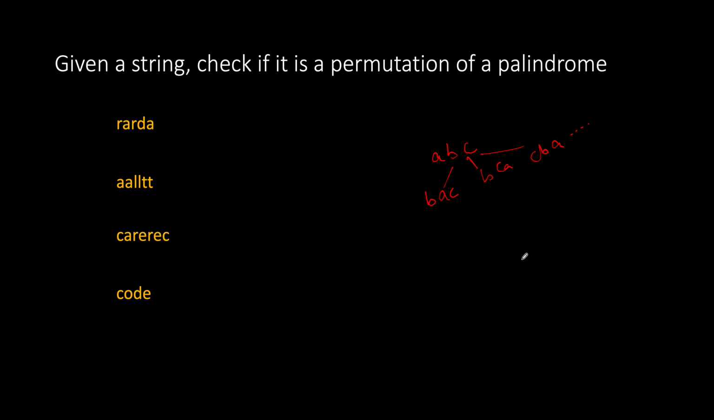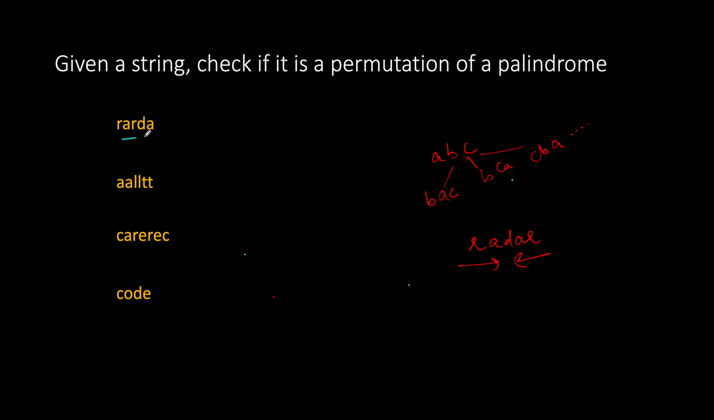And what is a palindrome? A palindrome means that when you read a string from the start and from the end, it reads the same. So radar is a palindrome because when you read it from here or from here, it looks the same. Now, if we come back to the question, it says that we have been given a string and we have to check if it's a permutation of a palindrome.